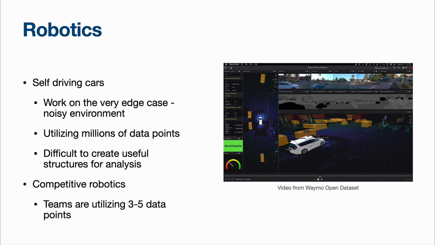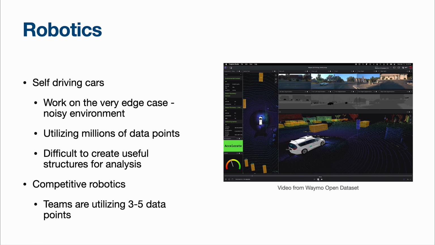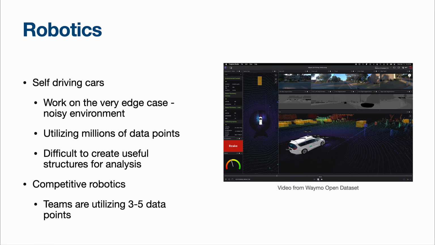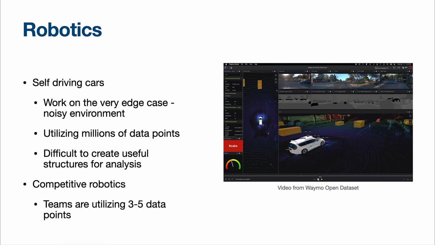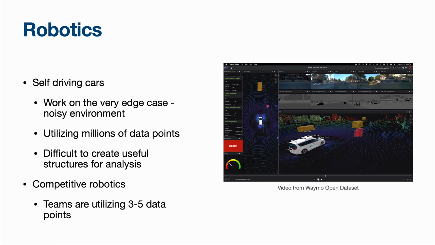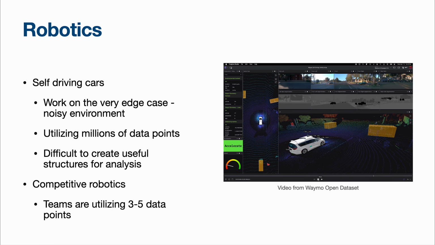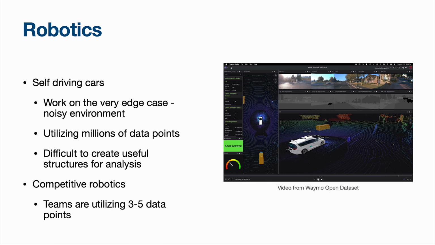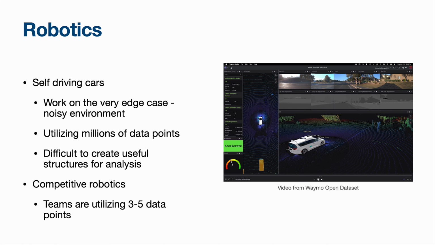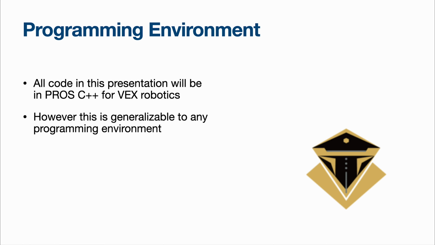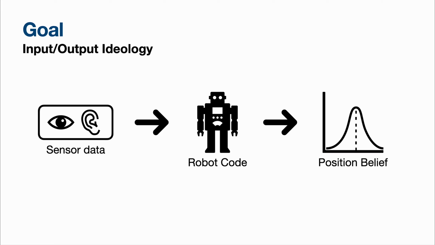And self-driving cars, they have tons and tons of data points, right? They're working on the very edge case where it's a super noisy environment with millions of data points, but even though they have all this data, creating a useful structure for the analysis and programming of the car moving around is still extraordinarily difficult. And this is a big difference to competitive robots, where people are only using 3 to 5 data points. The programming environment for this slideshow will be in PROS, C++, but this is generalizable to any programming environment like Rust, maybe even Python. It might be a bit harder, but otherwise, it's pretty generalizable.